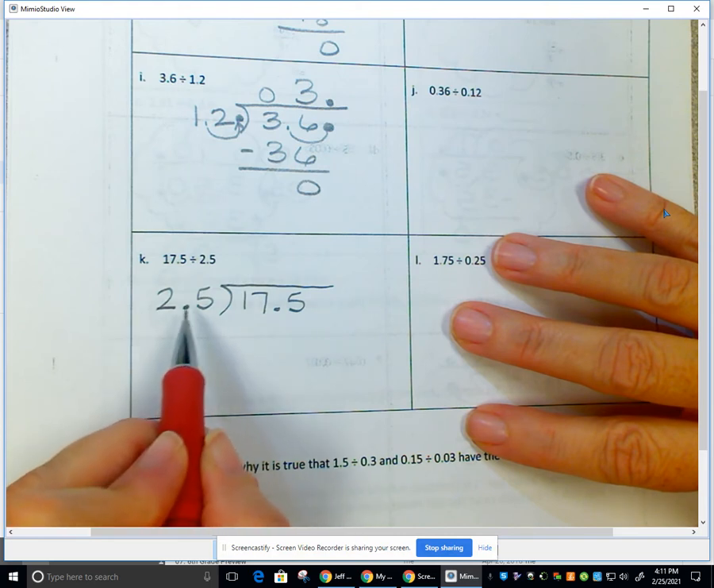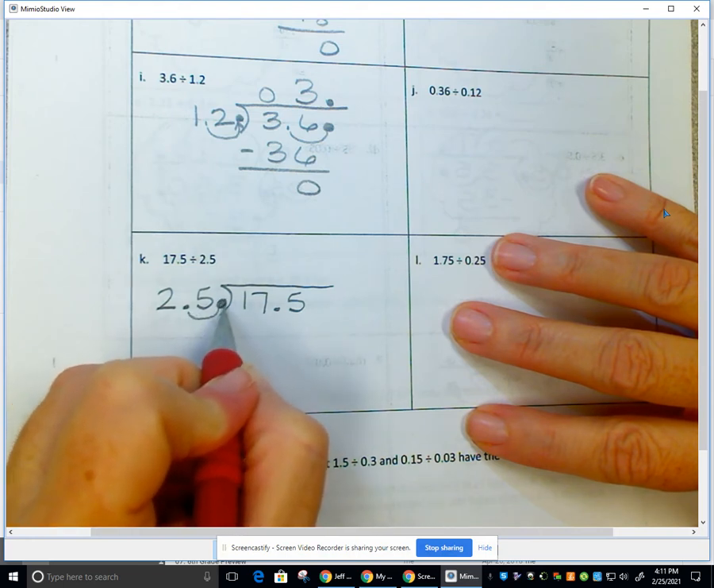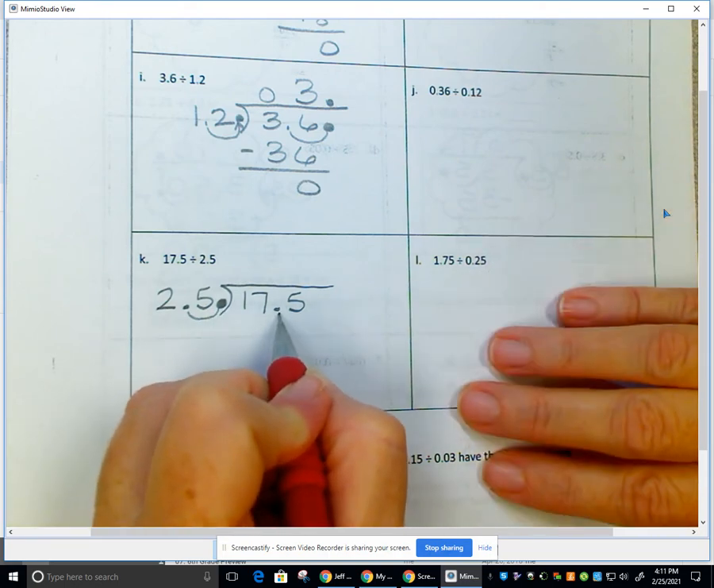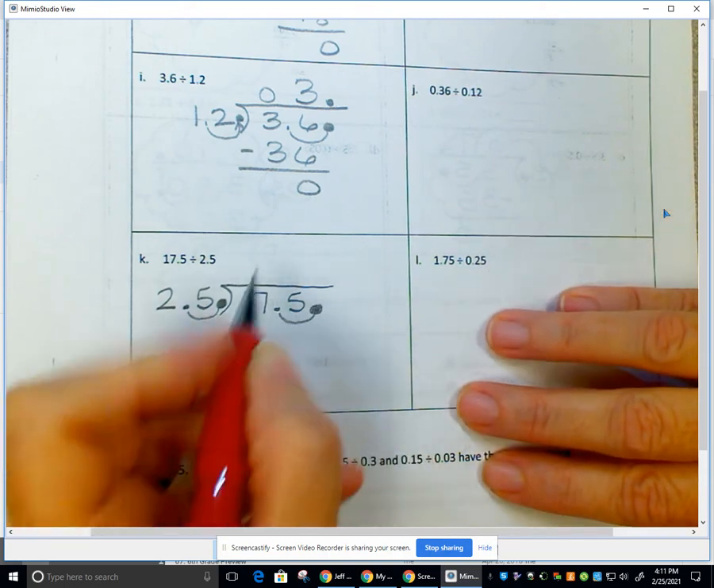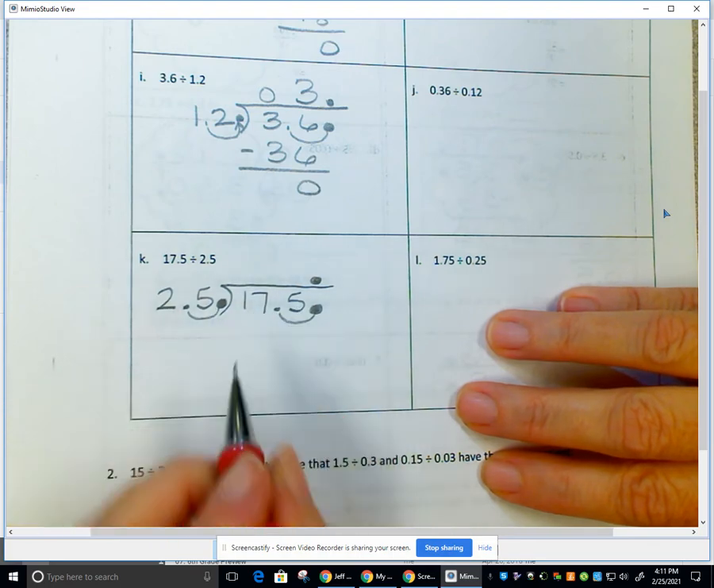Okay, here's my divisor. It's the boss. I want this to be a whole number. For this to be a whole number, the decimal must jump back here. So it jumped one jump. So this one can only jump one jump. And now I'm dividing 25 into 175.